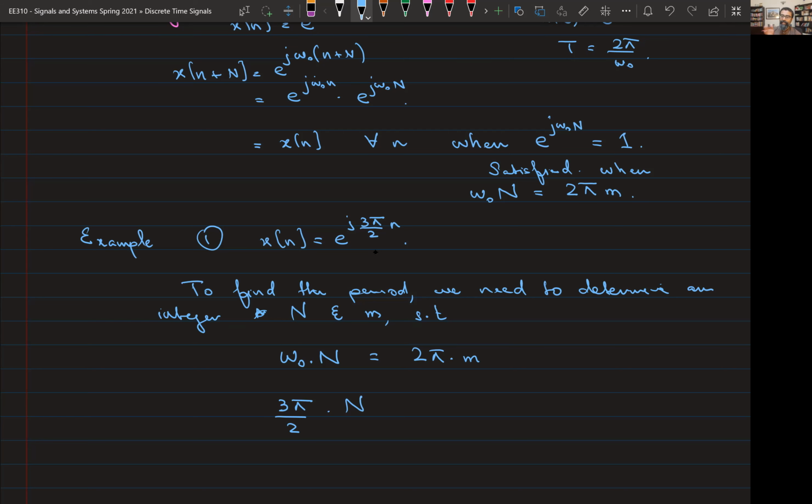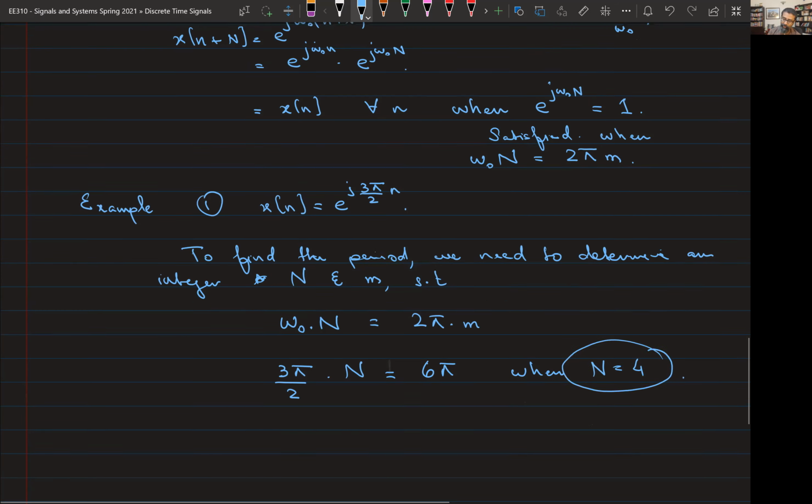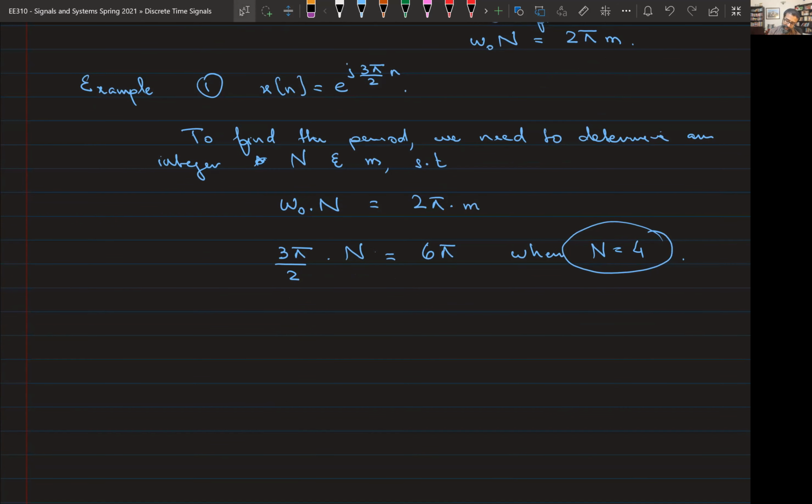Capital N has to be an integer. What is that integer? When you multiply 3 pi by 2 by that integer, you get something which is an integer multiple of 2 pi, and the answer is 4. As we've seen here, it is equal to 6 pi when n equals 4. And this is your fundamental period. It is no longer 4 by 3, but it's actually 4.